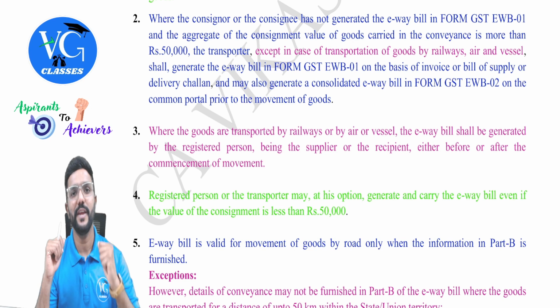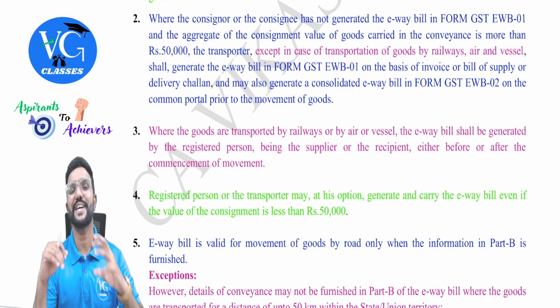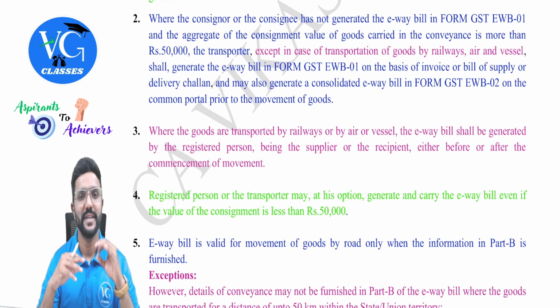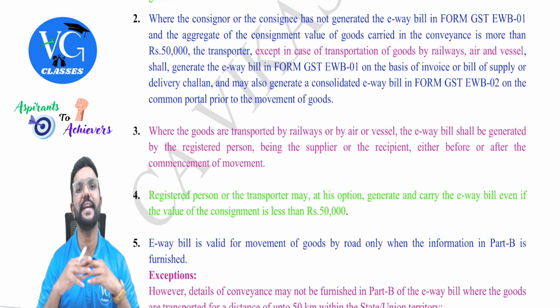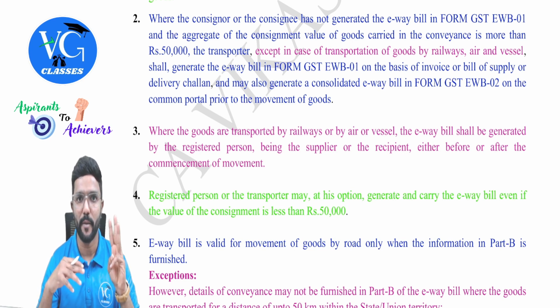Okay. Now, if e-way bill is not generated by either the consignor or consignee, but the consignment value is more than 50,000, then the transporter can generate e-way bill. Now, how will he have the details, sir? Guys, for the supply of goods, the invoice will be generated in 3 copies, triplicate. One is for supplier, one is for recipient, the other one is for transporter.